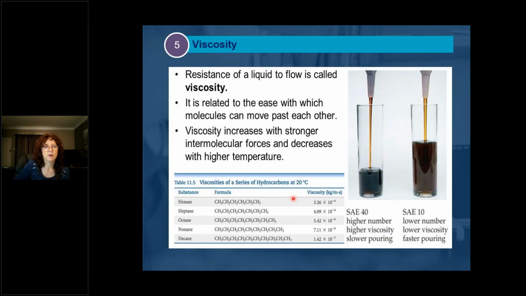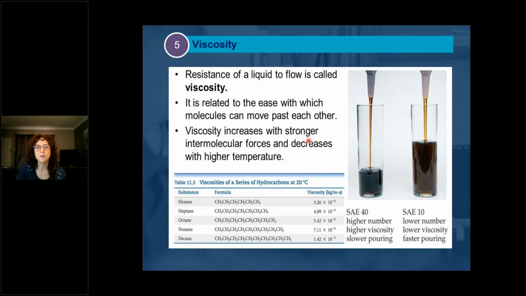The fifth and last one is that the resistance of a liquid to flow is called viscosity. Here you can see a higher number. If we have a higher SAE number, then we have a higher viscosity, and it will flow slower. For example, if we think about car oil and compare it to water, water flows much easier than oil. Oil is thick and has a high viscosity.